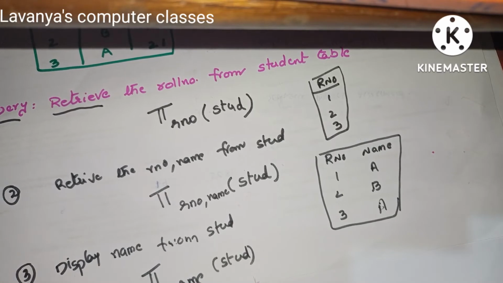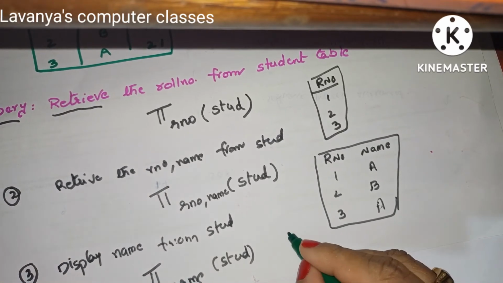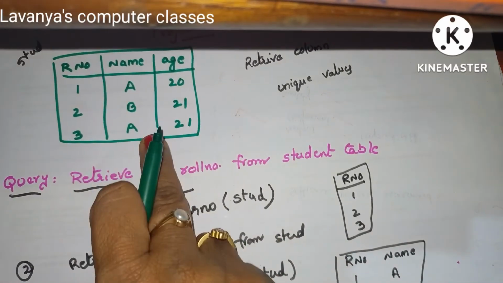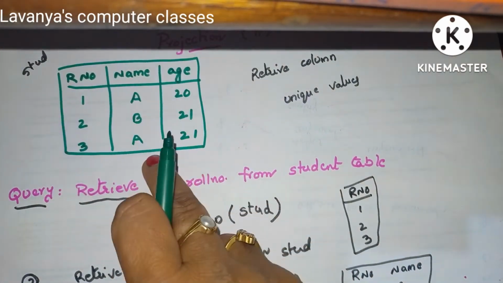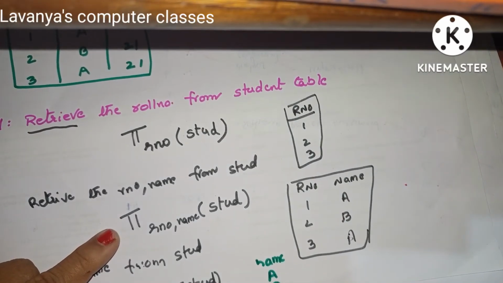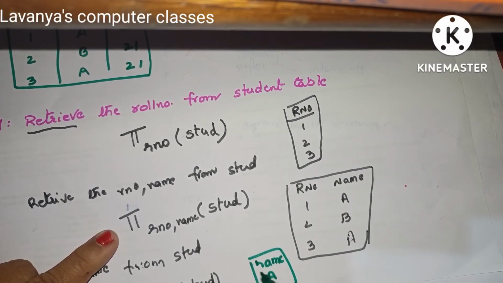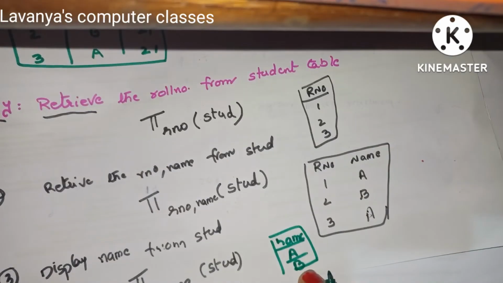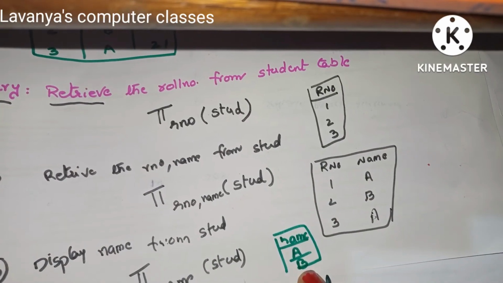So what is the output of this query? How many fields do we require here? Only name. In the original database, how many names are there? 3 students' names are there: A, B, A. Here the answer gives only A, B. If you see here, there are 3 students, but in this result how many records are there? Only 2 records are there.